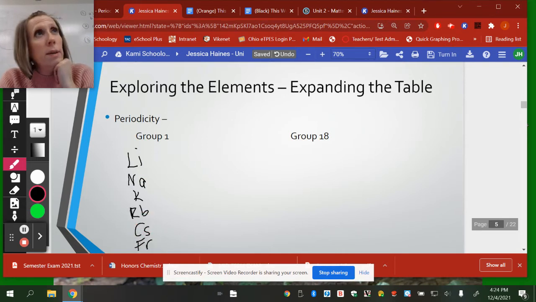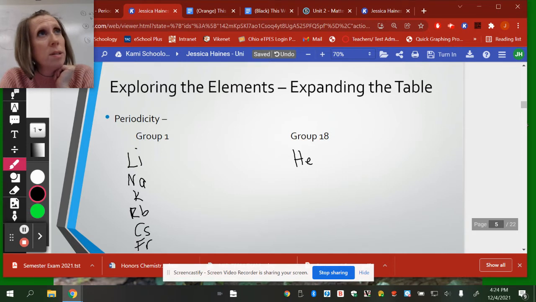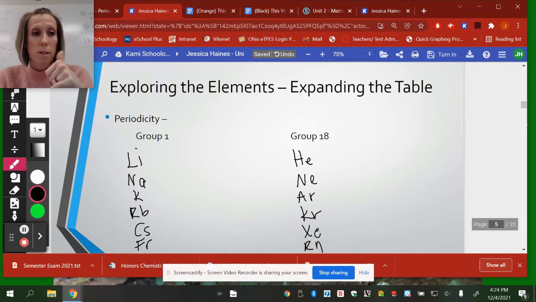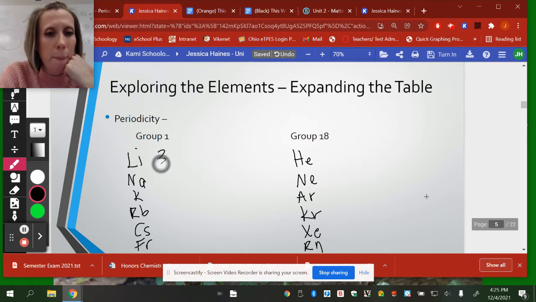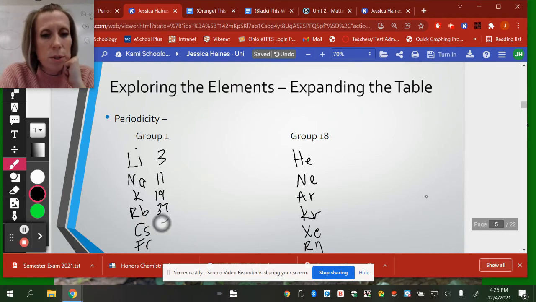And then group 18, we're going to start with helium. I know I said hydrogen was an oddball. Helium's not that different, but it is. Helium, neon, argon, krypton, xenon, and radon. Okay, so we're going to list the atomic number of these things. So lithium is 3, sodium is 11, potassium 19, rubidium 37, cesium is 55, and francium is 87.